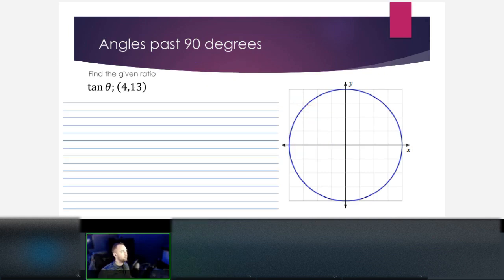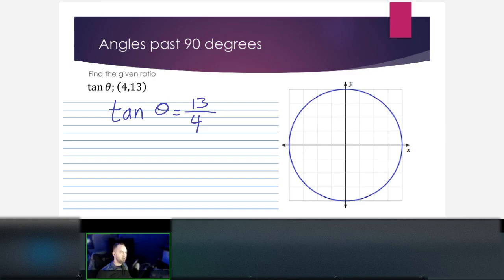So let's look at number 2. I totally forgot that I actually have all of these on individual pages. That was smart. Now this one, we don't have to draw a picture, because based on those formulas, remember cosine is x over radius, sine is y over radius, tangent is y over x. So tangent of theta is equal to what over what? 13/4. Yep, 13/4. Y over x.